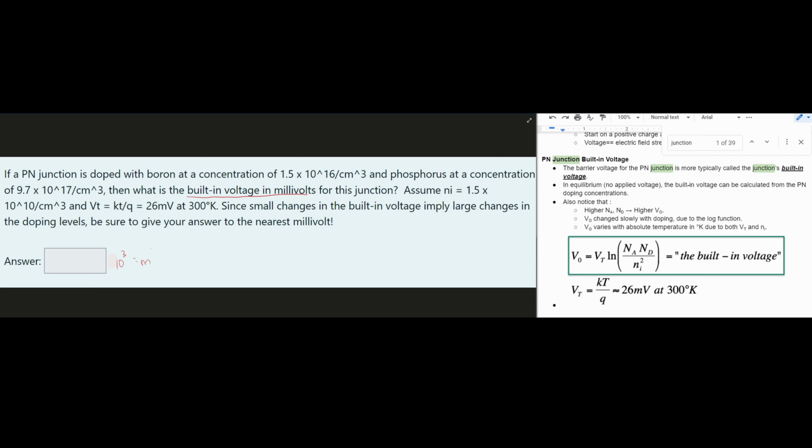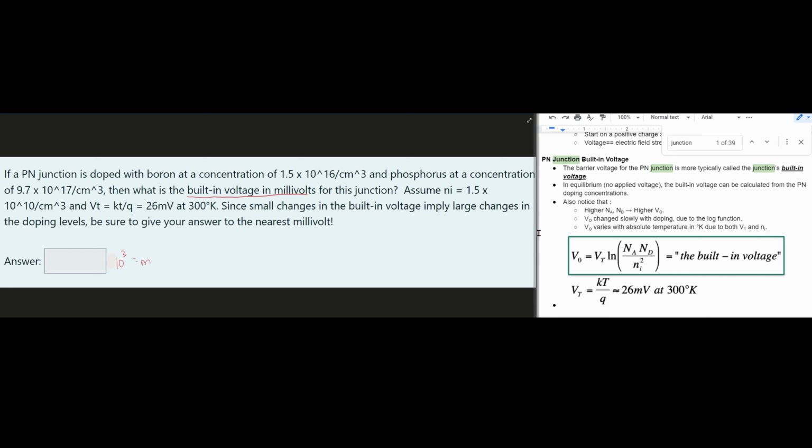Now this is for a PN junction, so if we look at the notes linked below the like button, we're going to just do a control find and search for a PN junction. We can also assume that Ni is equal to 1.5 times 10 raised to the 10 per cubic centimeter. And we also have a Vt value. So we're going to use this formula right here.